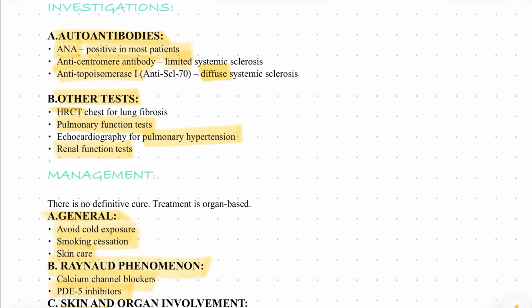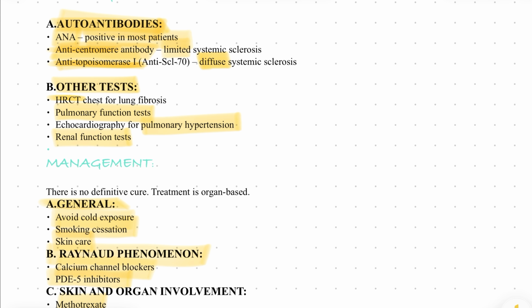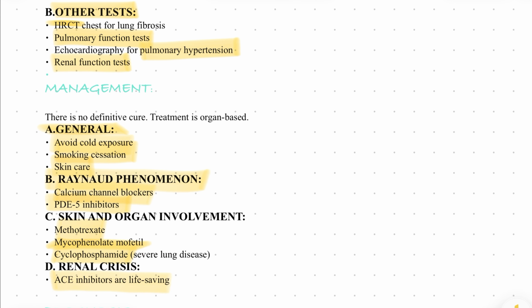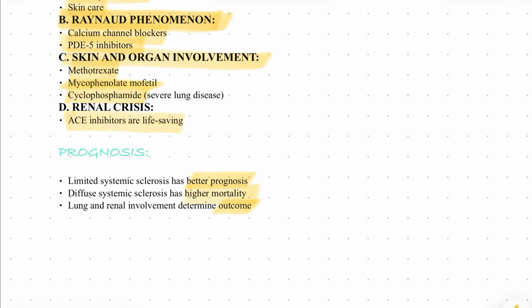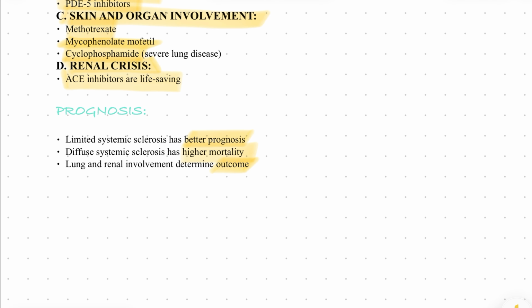Then coming to investigations, autoantibodies, specifically you need to remember anti-centromere and anti-topoisomerase 1, where each will be positive, and other tests for other manifestations. And management, as usual, general, then Raynaud's phenomenon treatment, then skin and organ involvement, then renal crisis, we'll give ACE inhibitors. So at the end, you need to remember limited will be better than diffuse, which is determined by involvement of lung and renal.